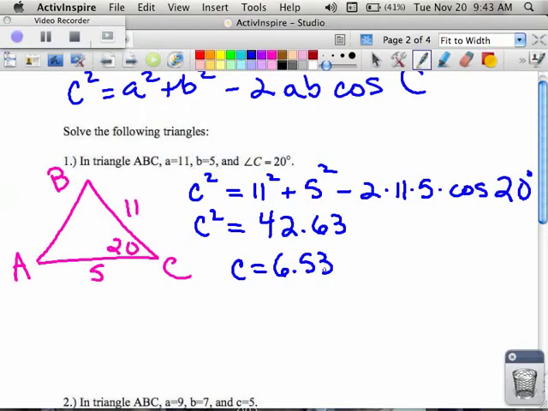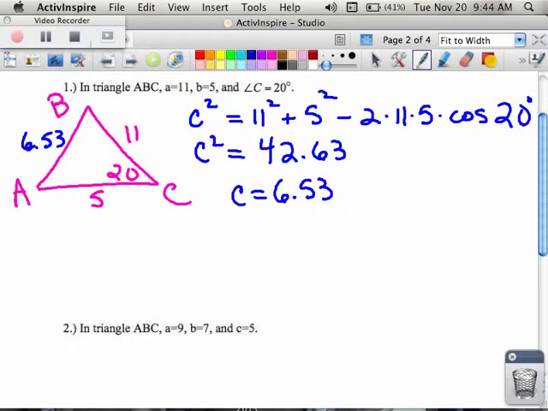That's side C, 6.53. With me so far? Based on the formula they gave me, I found angle C, so I used the C formula one.